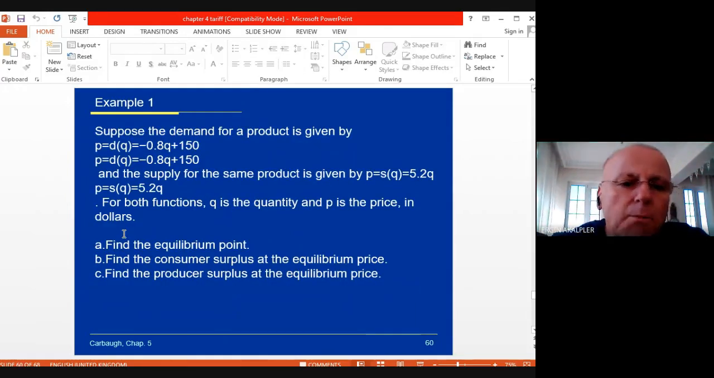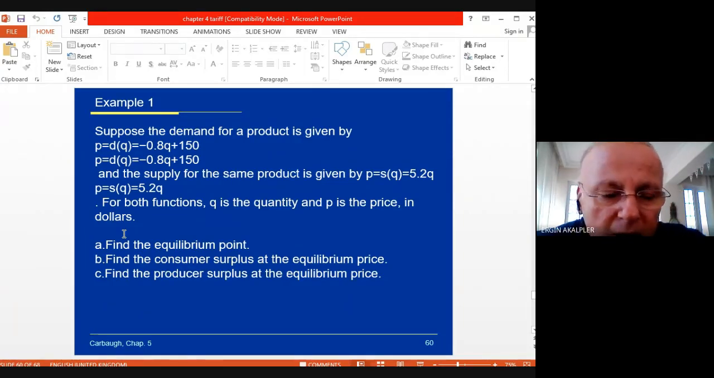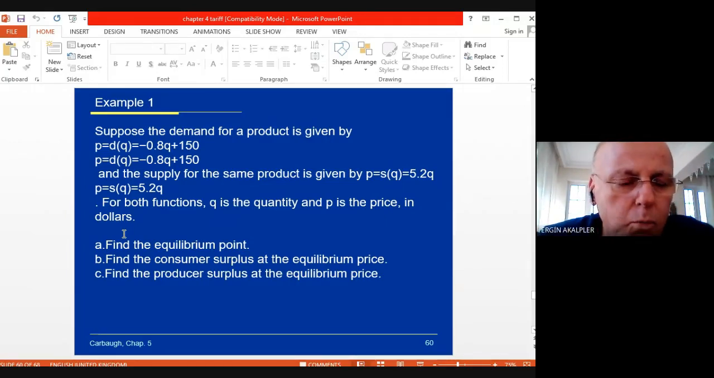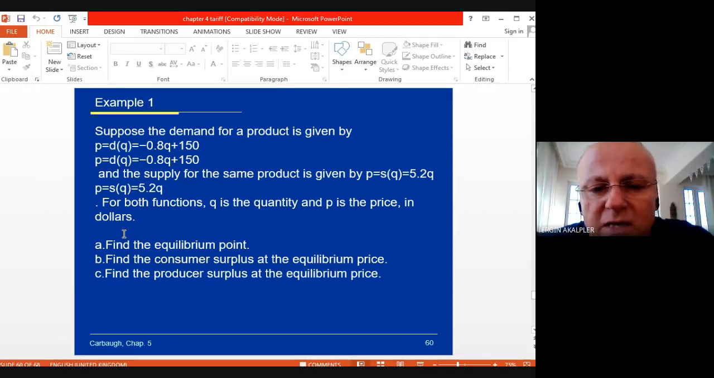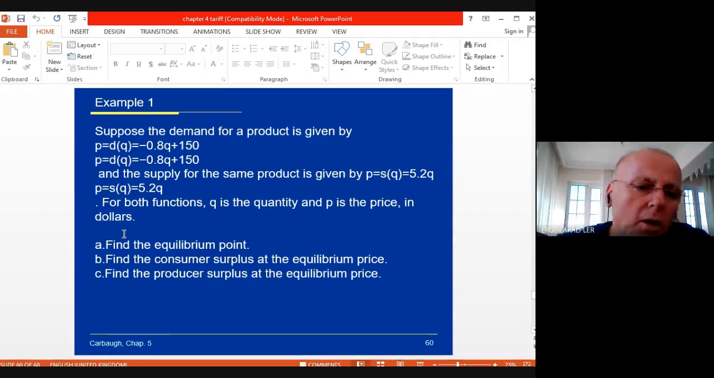Let's have an example here. Suppose the demand for the product is given by P is equal to minus 0.8 Q plus 150. The supply for the same product is given by S(Q) equal to 5.2 Q. For both functions, Q is the quantity and P is the price in dollars. Find the equilibrium point, find the consumer surplus at the equilibrium, and find the producer surplus at the equilibrium price.